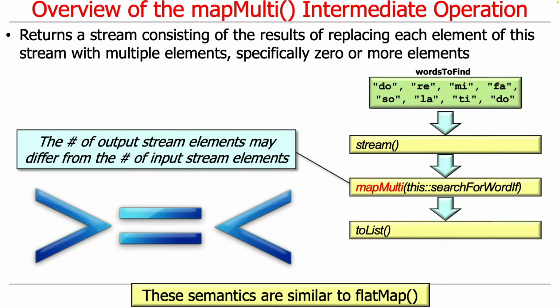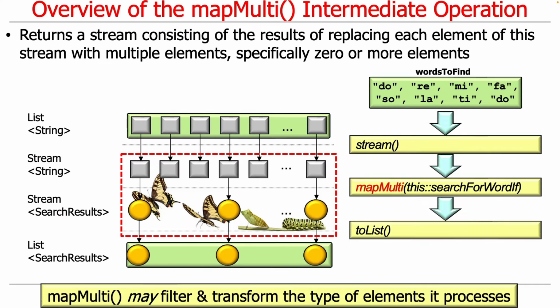The output stream that comes from mapMulti may have a different number of elements from the input stream. So it turns out it can have the same number, it can have less, it can have greater, and we'll talk about those things. That is very, very similar to flatMap. mapMulti can also filter and/or transform the type of the elements that it processes. So it really is this kind of interesting conglomeration of a whole bunch of other things all packed into one method. And we'll talk about why they do that in just a minute.